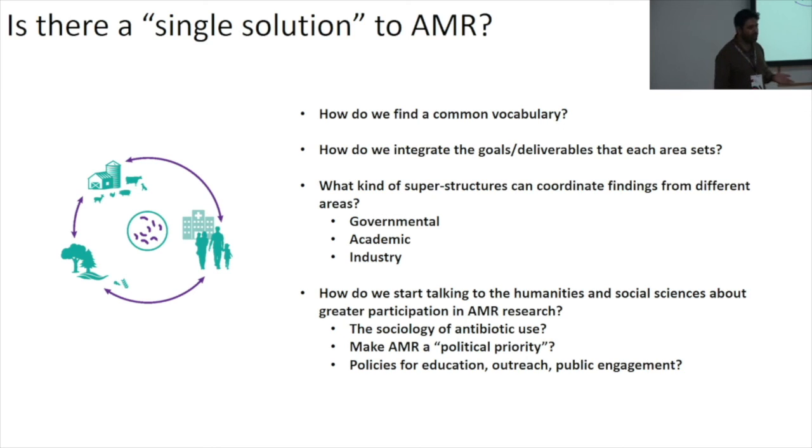More importantly, how do we find common vocabulary? For example, what as a basic researcher I consider a resistant strain, a clinician may not, simply because it's not clinically relevant, but it's still resistant. So when I say resistant and when a clinician says resistant, are we really talking about the same thing, or are we talking about different things? Chances are we're talking about very different things. And so we need to find common ground and figure out what we're saying to each other.